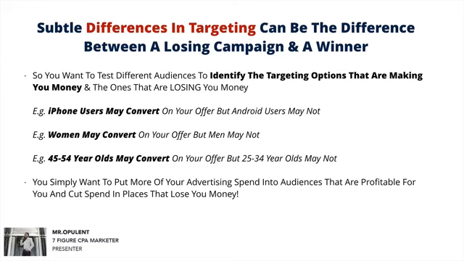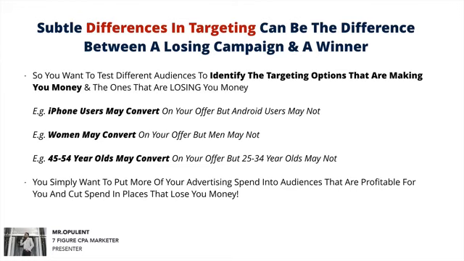So for example, it might not be as evident as bald people versus people with hair. I just wanted to make sure I give you an example that you guys can remember. It might be something subtle that could be the difference between you having a winning campaign versus a losing campaign. For example, iPhone users may convert on your offer, but Android users might not.